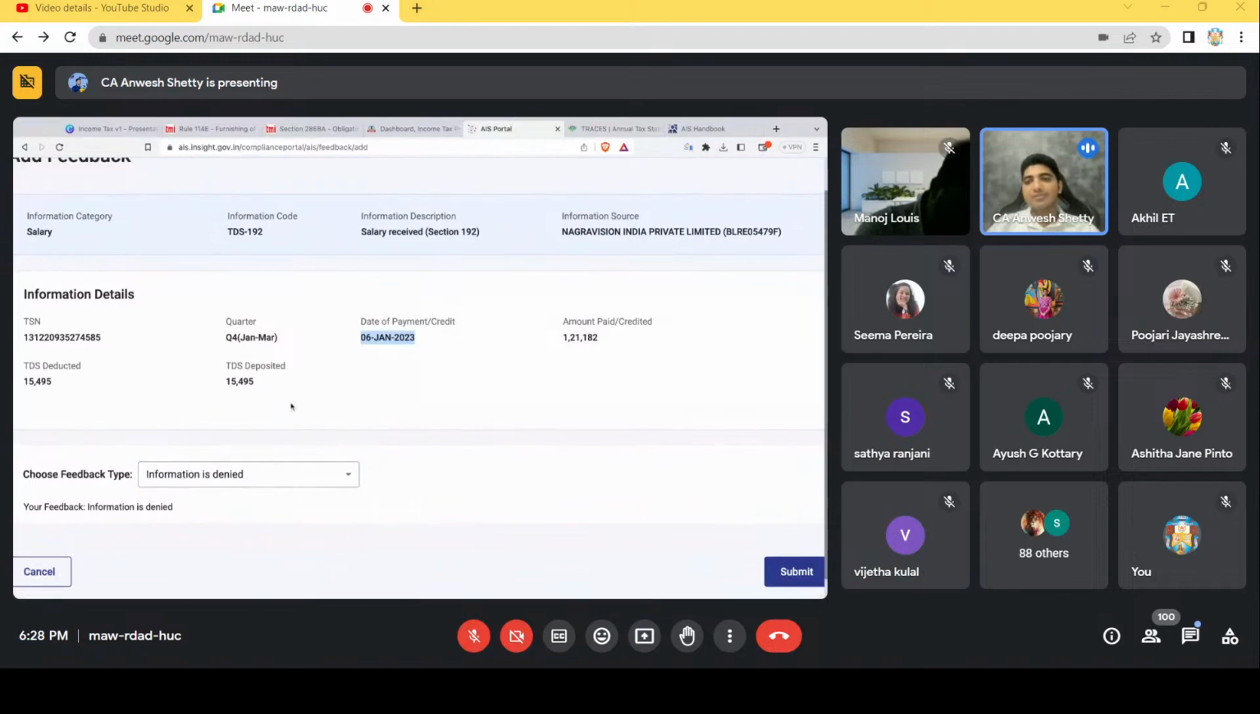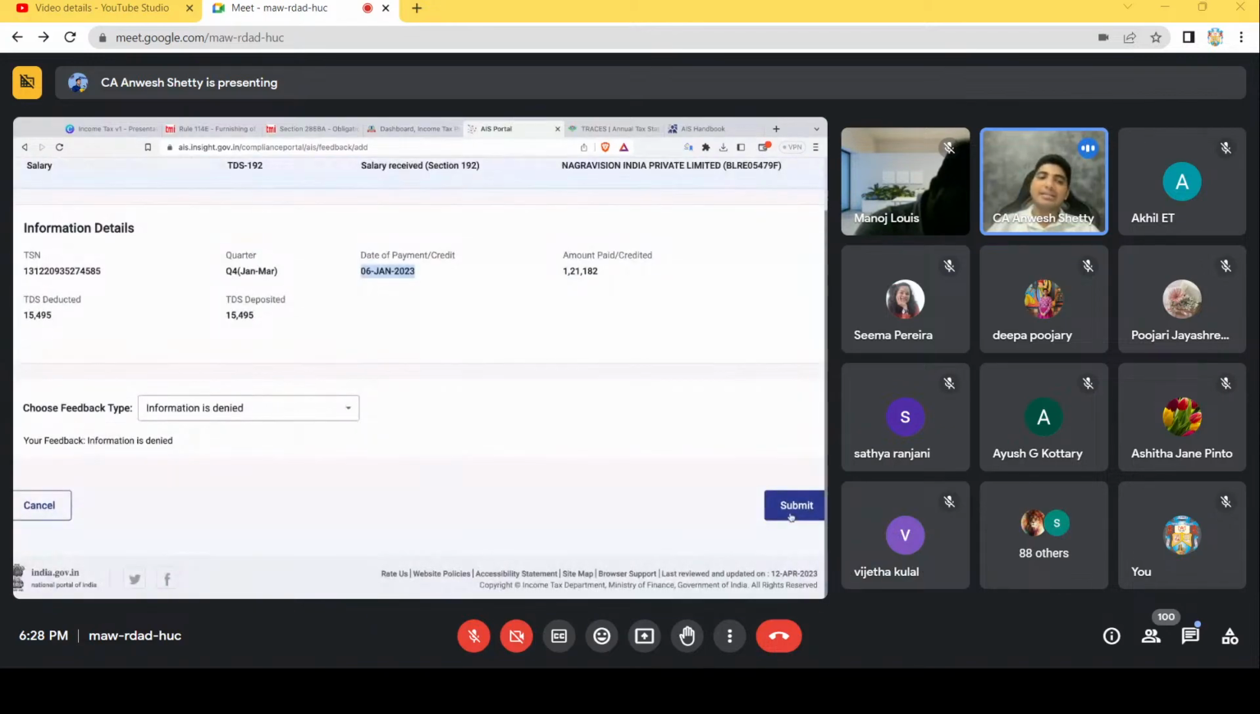And once I deny this information, I can go ahead and submit this, and I'll receive an acknowledgement saying that we have received your denial. Now the moment I deny it, an intimation will be sent to my employer stating that your employee has denied this particular thing, do you have anything to say for this? So this is how the whole tech infrastructure of AIS and TIS is functioning.